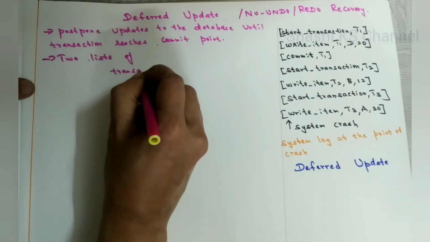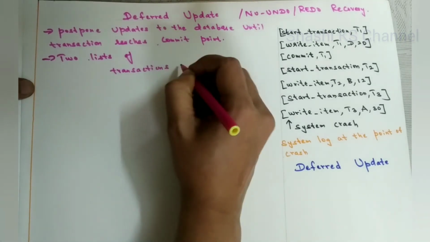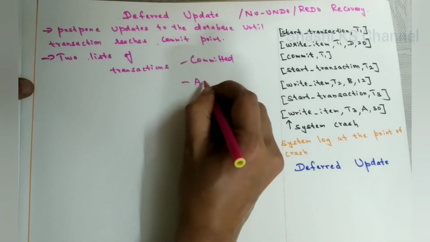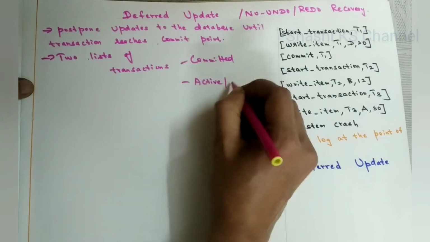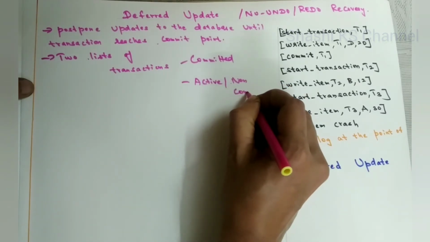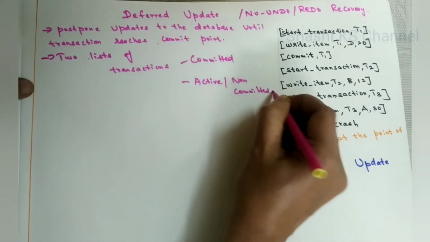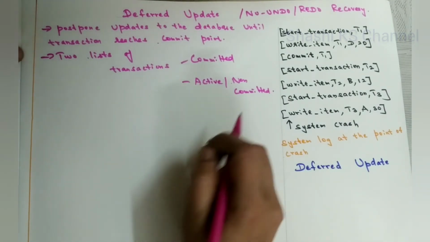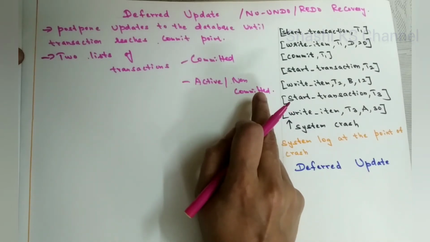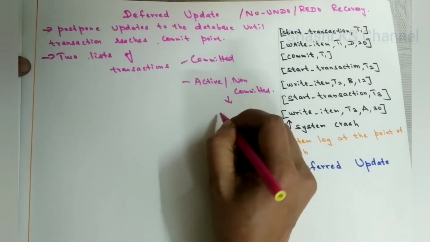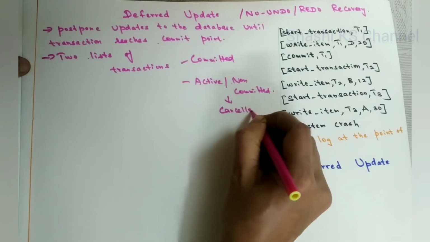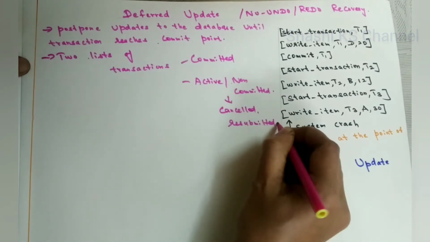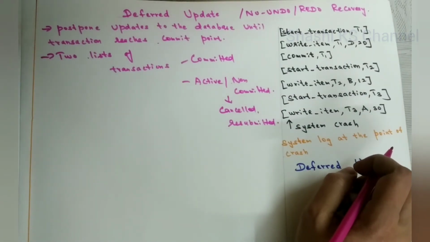In the deferred update technique, you're going to have two lists of transactions. The first is the set of committed transactions, and the second is the set of active non-committed transactions. Okay, so whenever there is a system crash, you check the transactions which are active and not committed; they are effectively cancelled, and they have to be resubmitted.